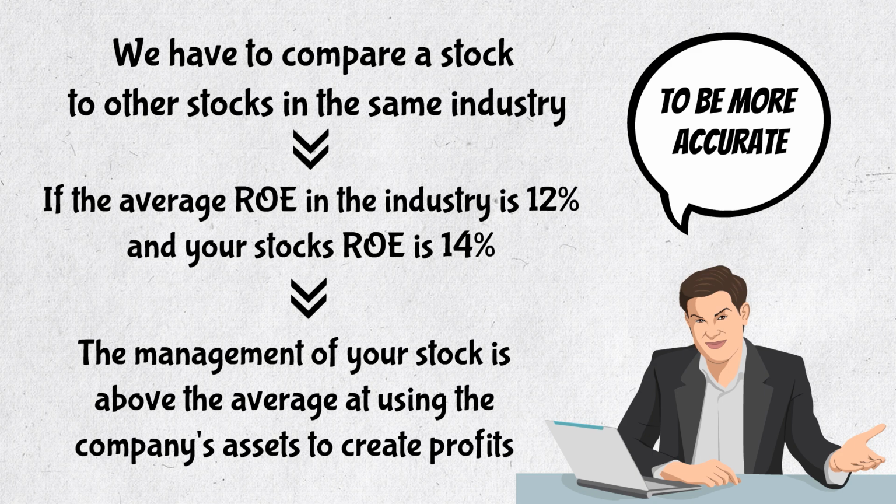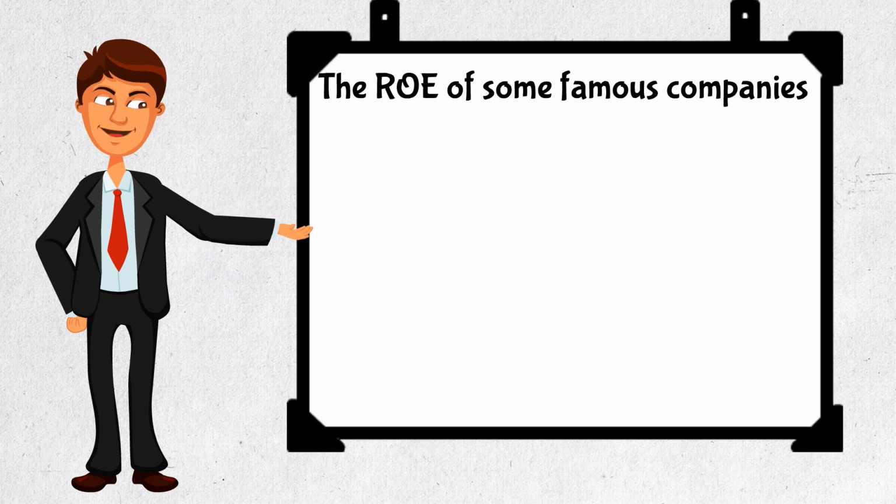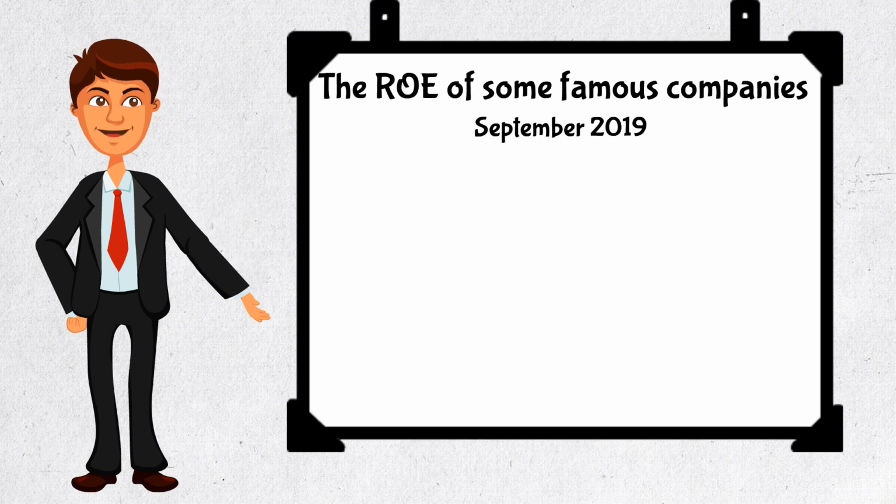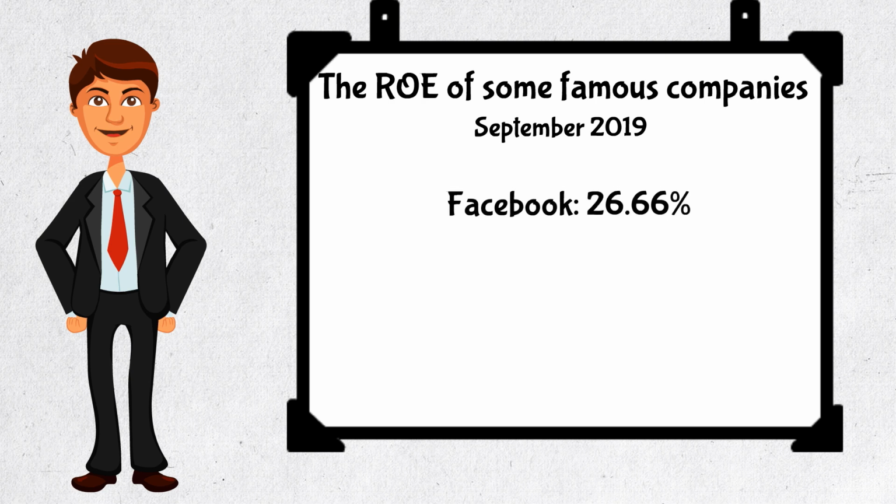Let's take a look at the ROE of some famous companies. As at September 2019, Facebook's ROE was 26.66%, Amazon was 15.58%, and Tesla was 9.73%.